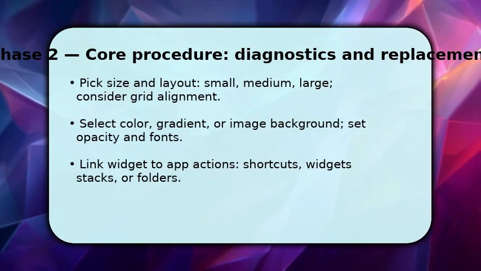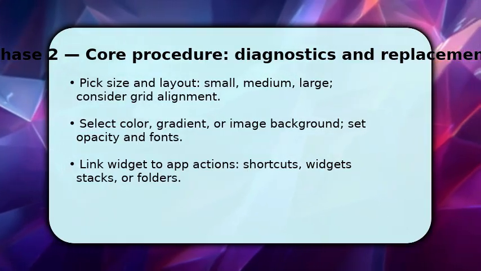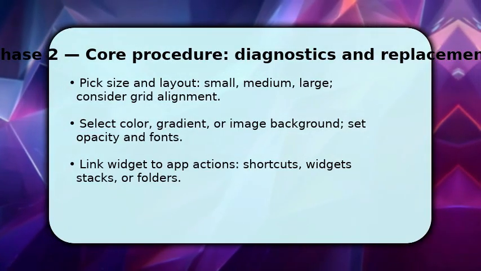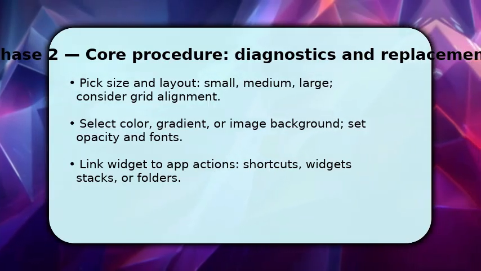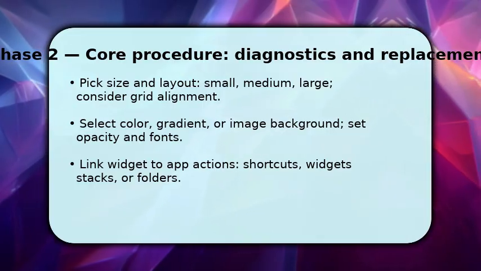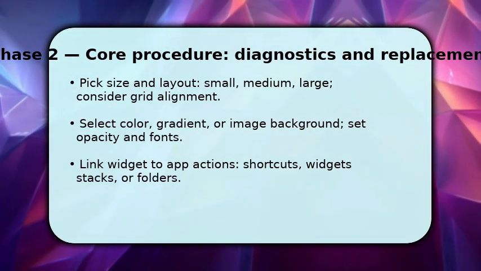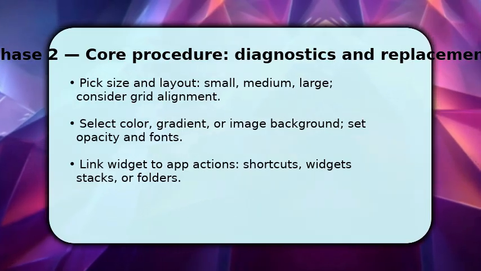Next, design the widget itself. Choose a size that matches your home grid and complements icons. In the widget editor, pick a solid color, gradient, or image background, adjust opacity so text remains legible, and select font weight and size for clarity. Once configured, link the widget to actions or shortcuts so tapping performs useful tasks.